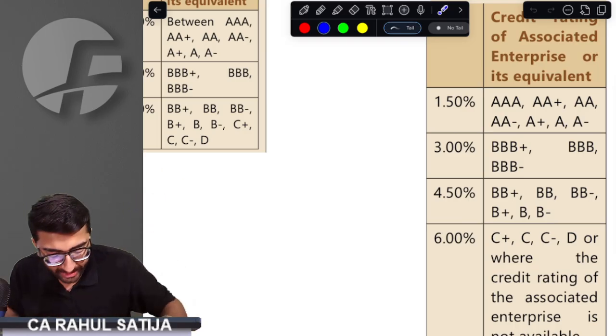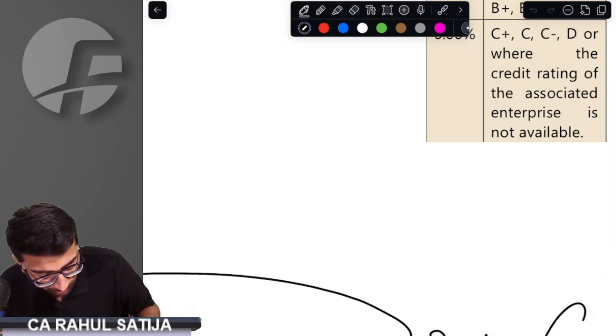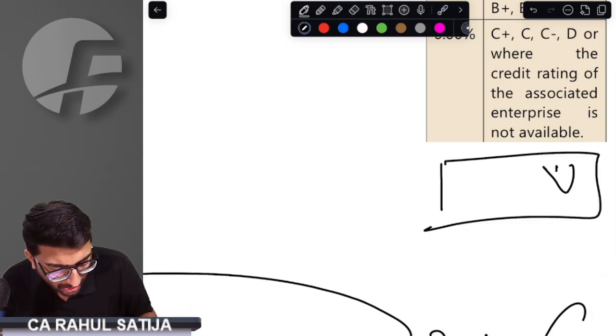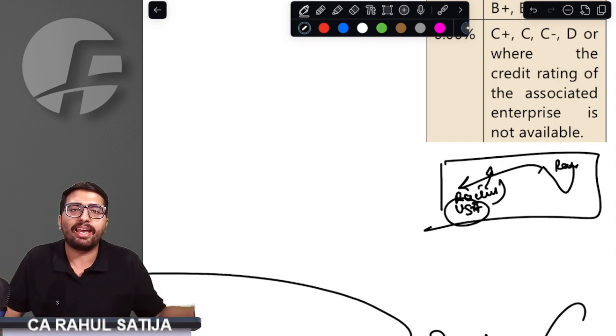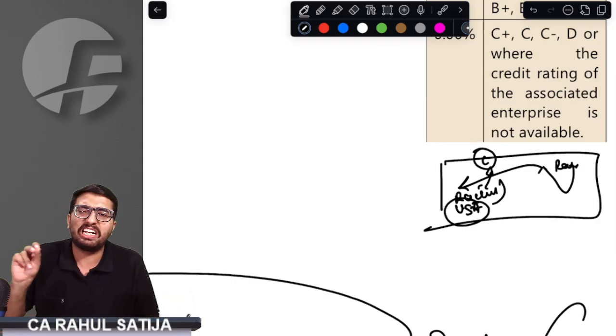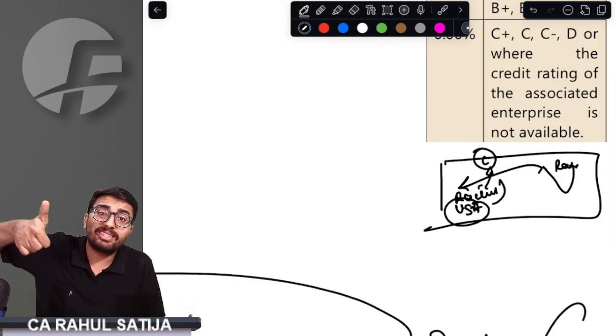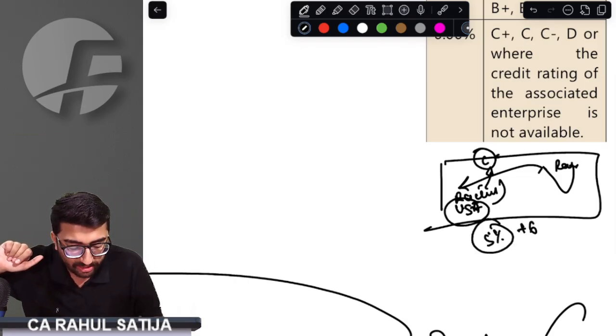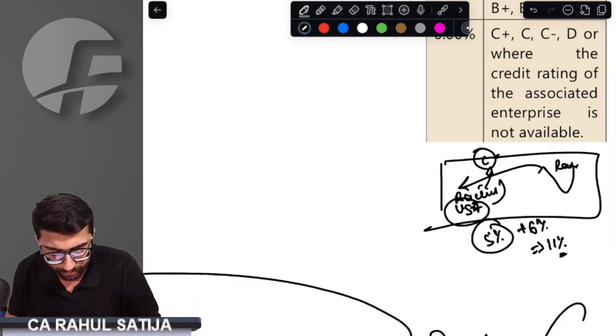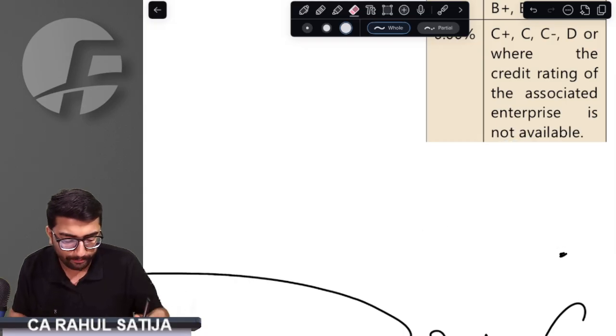Can we take one example? For example, Rahul gives a loan to Rachel. Rachel is in USA. And Rachel's credit rating as per CRISIL, as per ICRA, as per any of the registered credit agencies is, for example, C rated. And USA's lending rate is, for example, 5%. So 5% plus C rated 6%. I have to charge minimum 11% from Rachel. This is what this point implies. Okay, sir, we got that point.